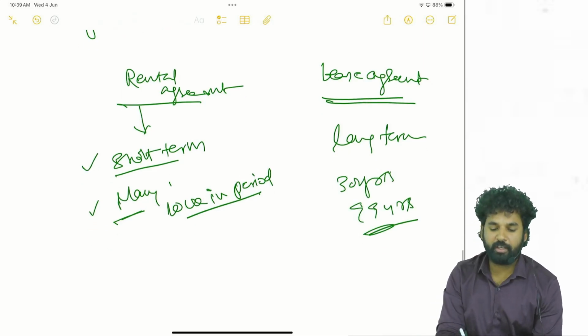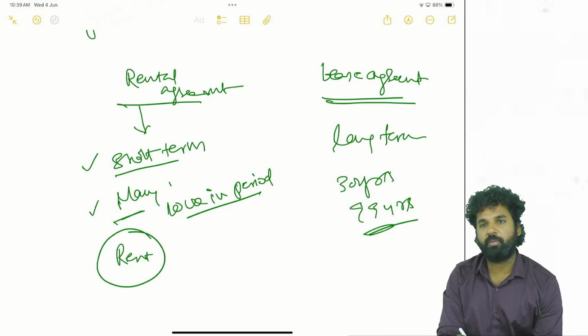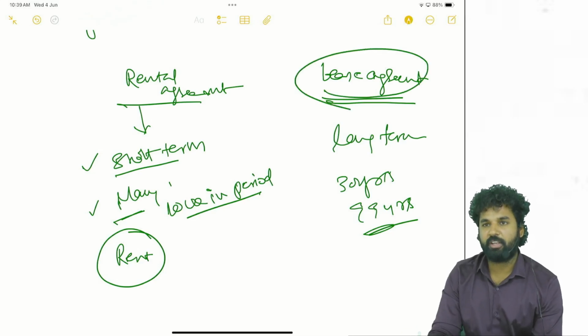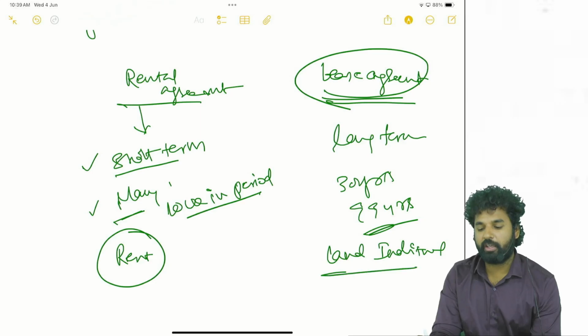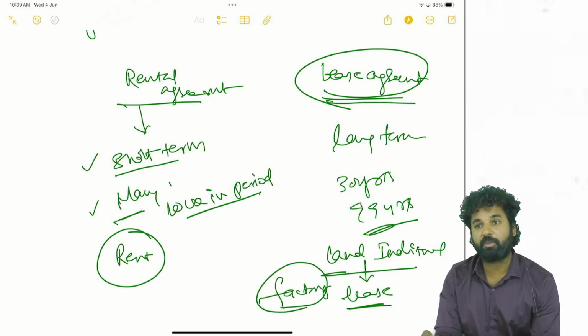So if you are taking a commercial building or commercial space on rent, that is for short term. It may be for 1 year or it may be for 2 years. And you can enter into a formal agreement. But when it comes to a lease agreement, let's say if you are taking up a land, industrial land is there. To set up a factory, you can take the industrial land on lease. To set up a factory, that means you are building something on it.